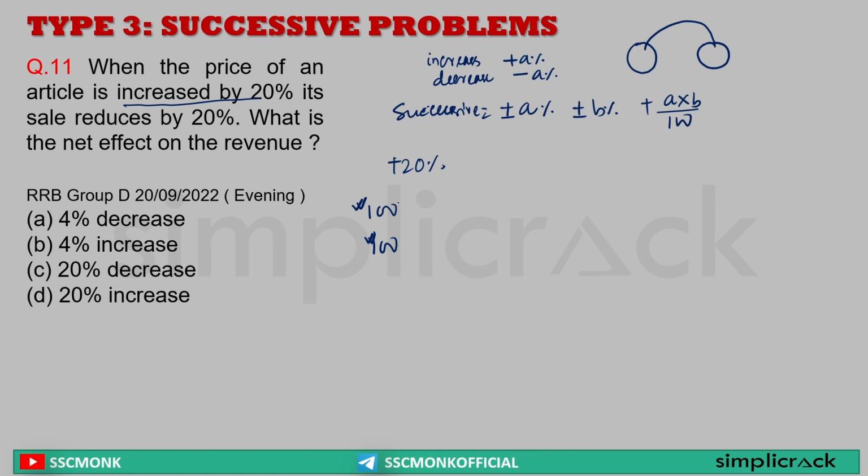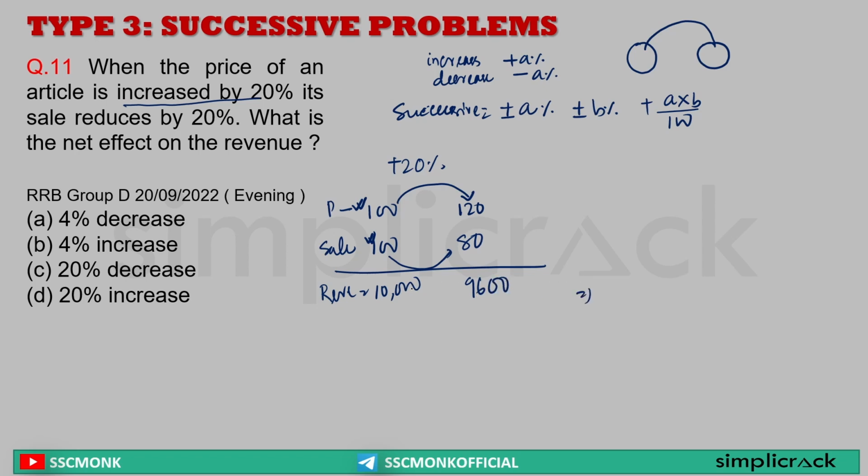Now the price is increased by 20%, so this is now 120. Now the sales is reduced by 20%, means it is now 80. Now what is the total revenue? Previously revenue was 100 into 100, 10,000. Now 120 into 80, 9,600. So what is the effect or loss?